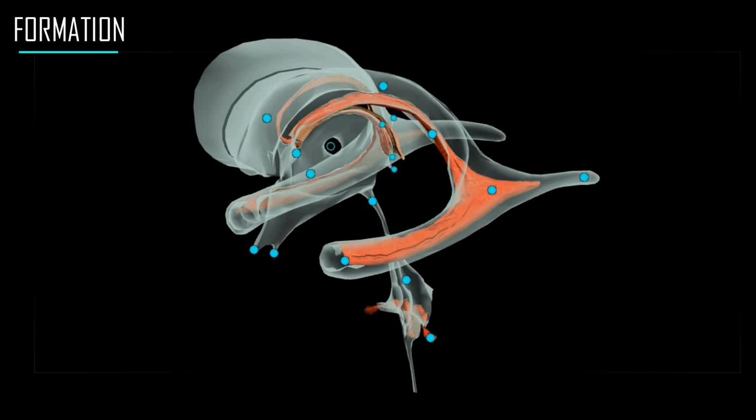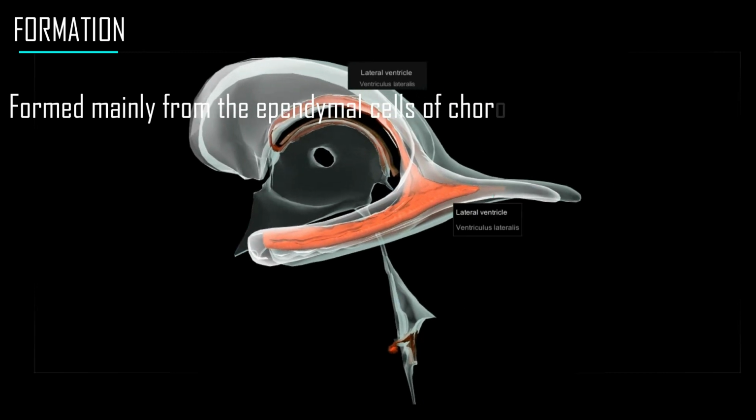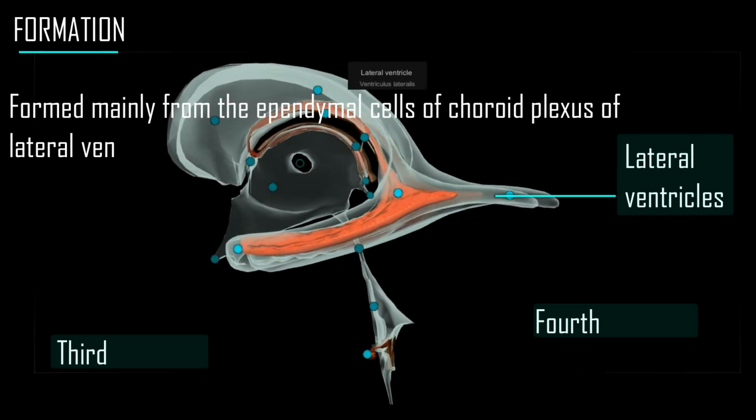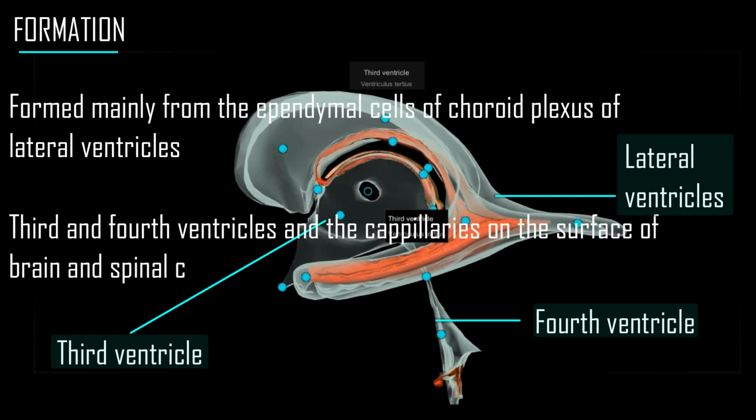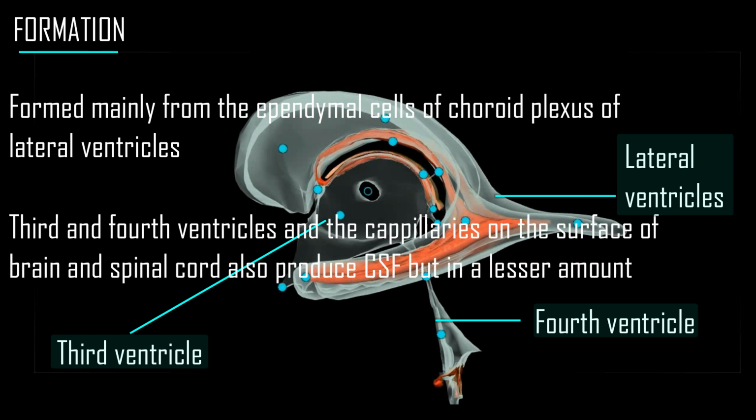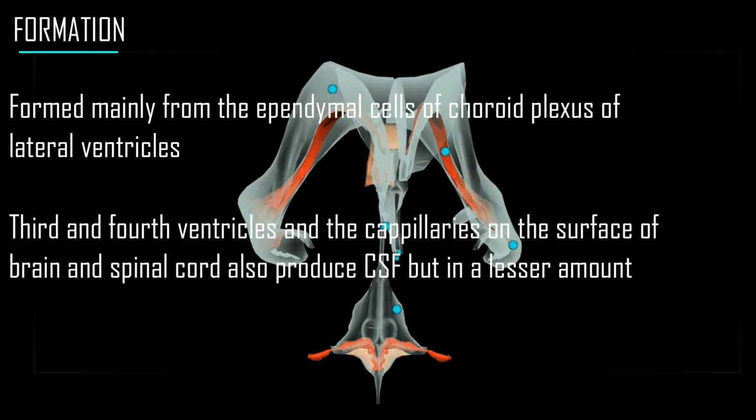Formation. CSF is formed from the specialized ependymal cells in the choroid plexus of the lateral ventricles of the brain. A lesser amount of CSF is also provided by the third and the fourth ventricles. As lymph is formed, CSF is also formed by the capillaries on the surface of the brain and the spinal cord.